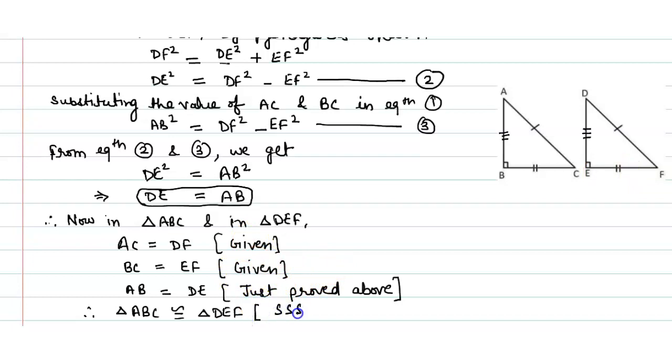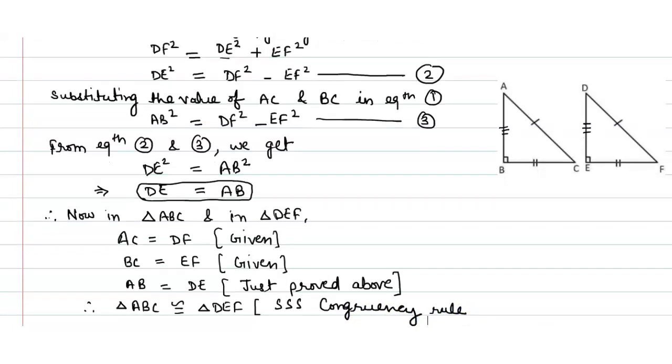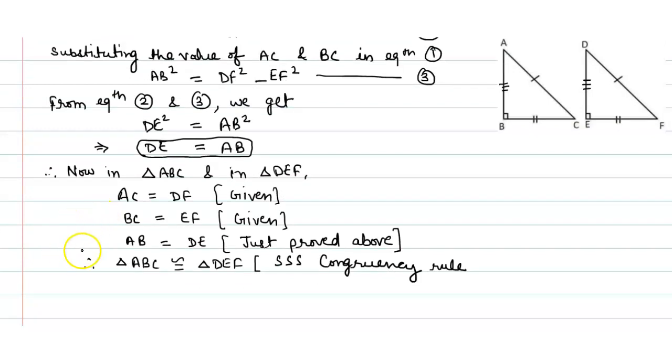By the SSS congruency rule. Okay. So now at last mention that we have proved this. Hence proved that triangle ABC is congruent to triangle DEF by the SSS congruency rule.